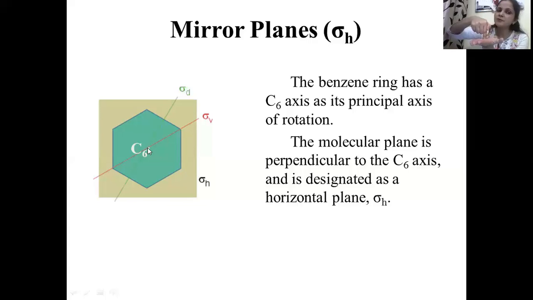And where is the horizontal plane? The plane which passes through all the atoms of the benzene ring. That's why the benzene ring possesses the horizontal plane. But this molecule also possesses the dihedral plane, because this is the horizontal plane and the molecule can be cut like this, like this. They form a cross, which are planes perpendicular to each other. That's why this molecule possesses the dihedral plane.